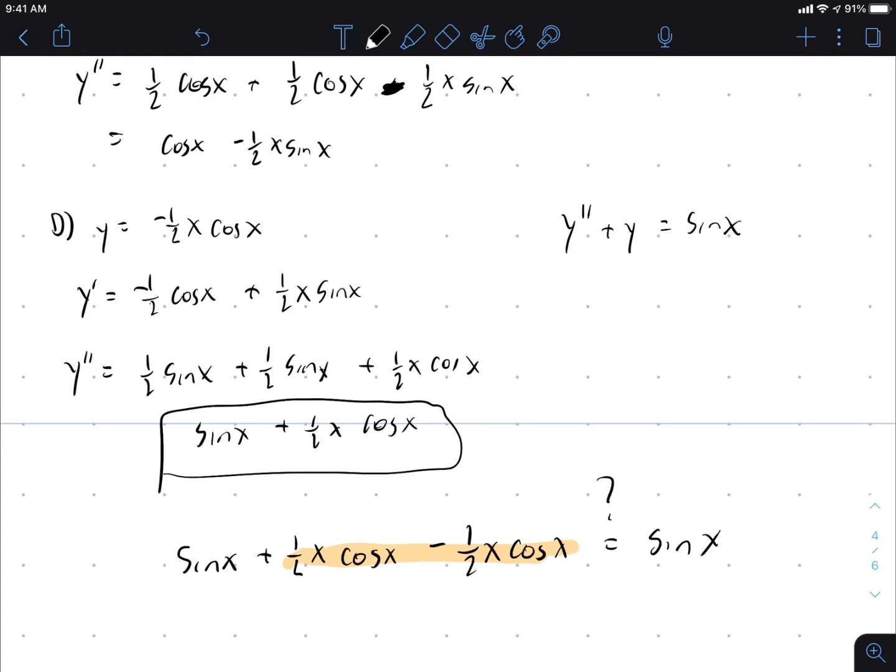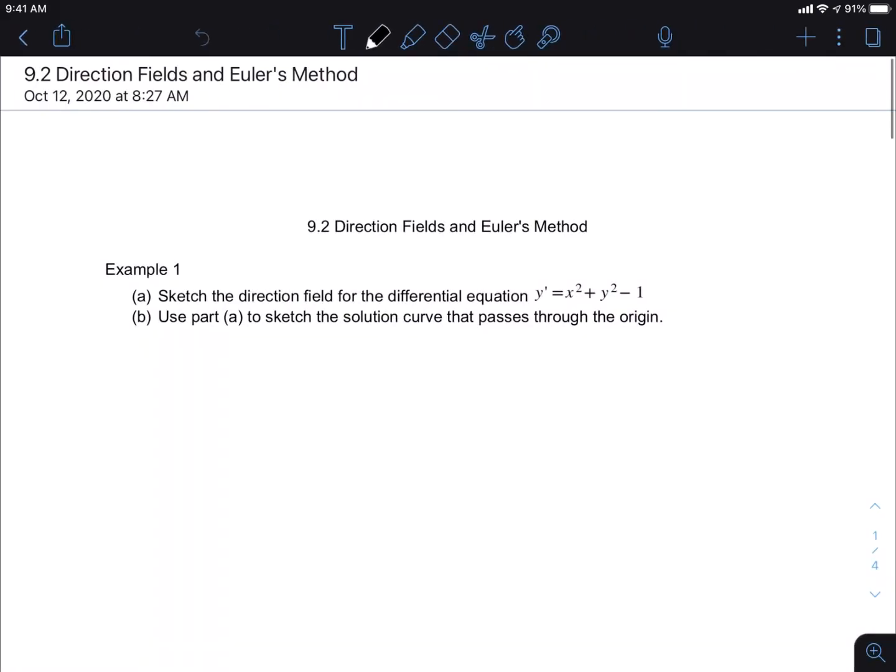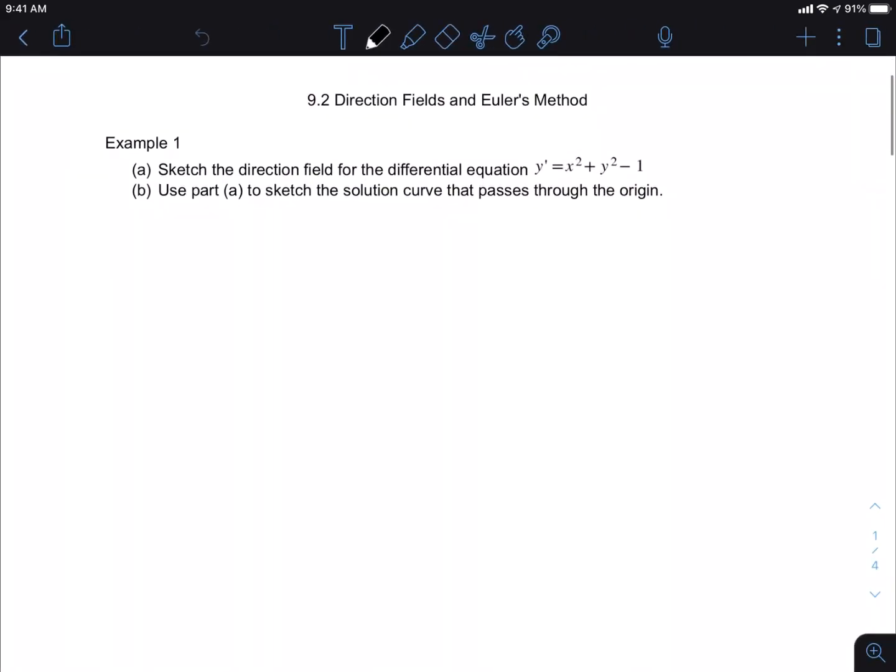Okay. All right, let's go on to 9-2. 9-2 is fun. So 9-2 is about direction fields. Most people don't call them direction fields. We usually call them slope fields. And then Euler's method, which is another way to approximate lines, which I'll show you guys, which is cool.